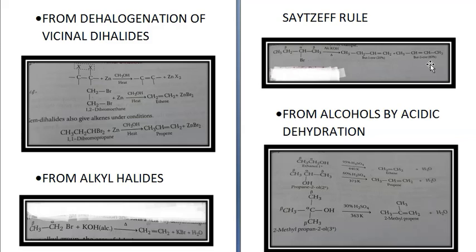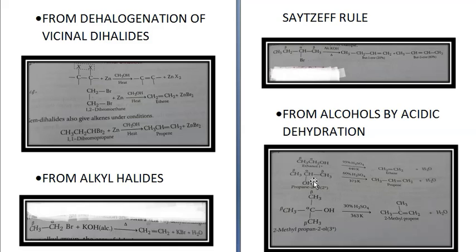Okay, so this is according to Saytzeff's rule. This but-2-ene will be produced more compared to but-1-ene, because but-2-ene is highly substituted. Now the next method of preparation is from alcohols by acidic dehydration. This is also an example of beta elimination.